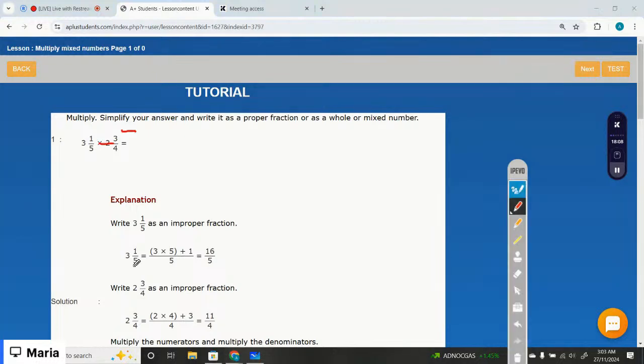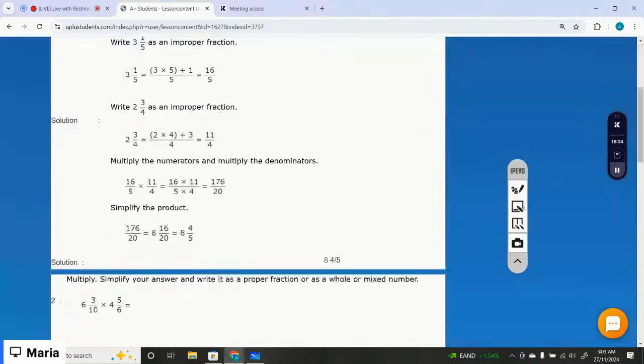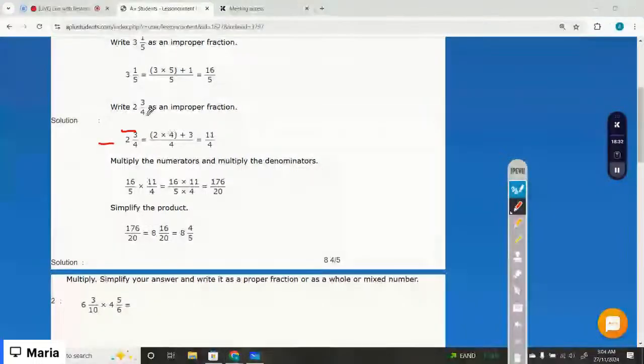So you have to do whole number times denominator, you have to do 3 times 5. You need to add the numerator, that is 3 times 5 plus 1 divided by 5. So that is 16 over 5. Now 2 whole 3 by 4 as an improper fraction, you have to do 2 times 4, whole number times denominator, and you need to add the numerator. So 2 times 4 is 8 and 8 plus 3 is 11 over 4.